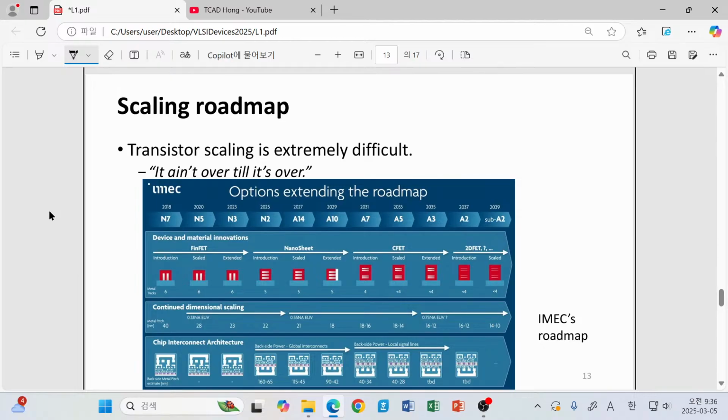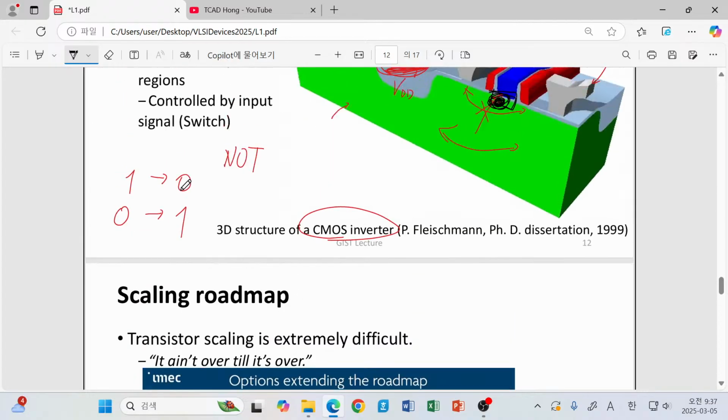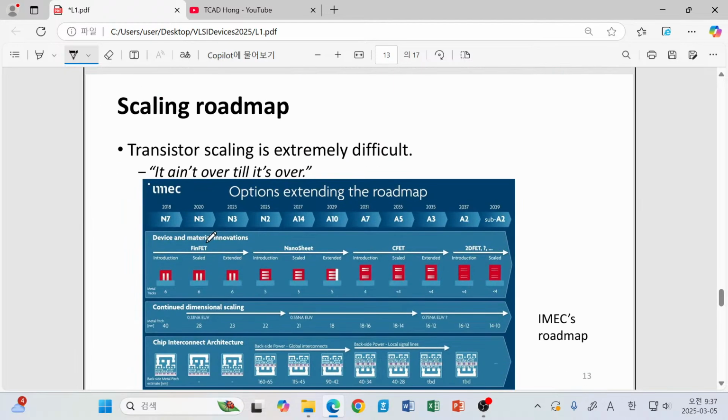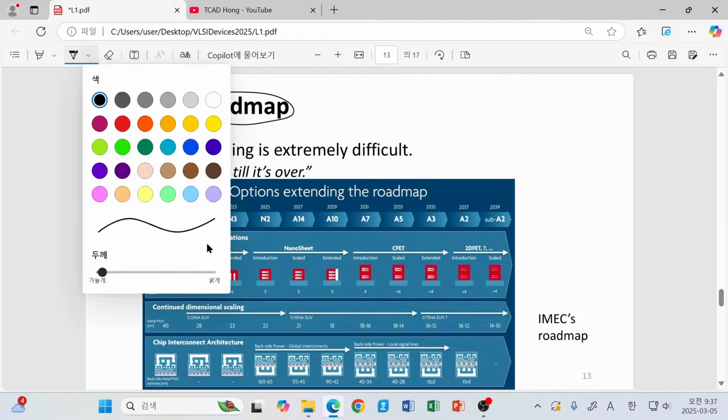So in order to make more and more transistors in a given area, we need to make this structure smaller and smaller. If we make this structure quite big, then we cannot integrate more transistors. But if we can make this structure quite small, then we can integrate so many transistors into it. So we have a clear roadmap for scaling our transistors.